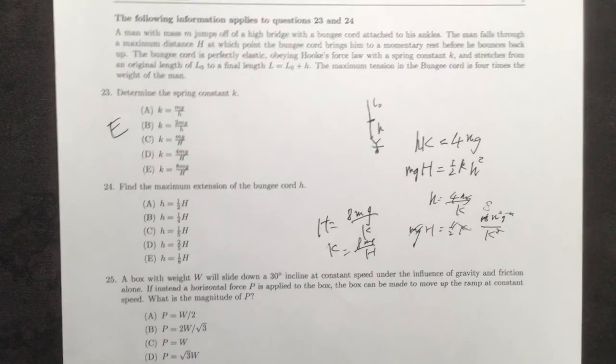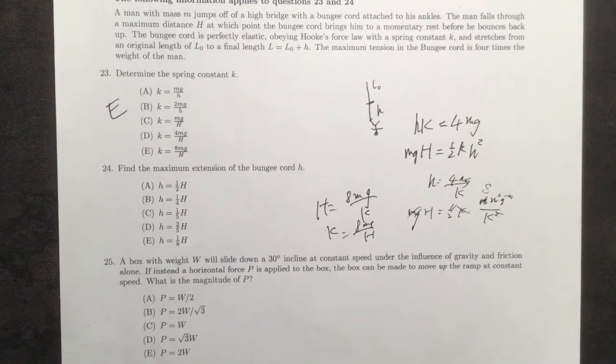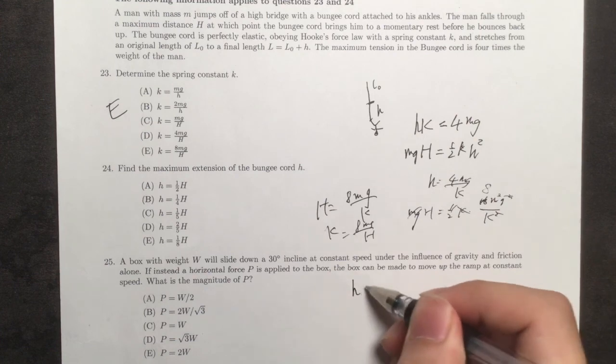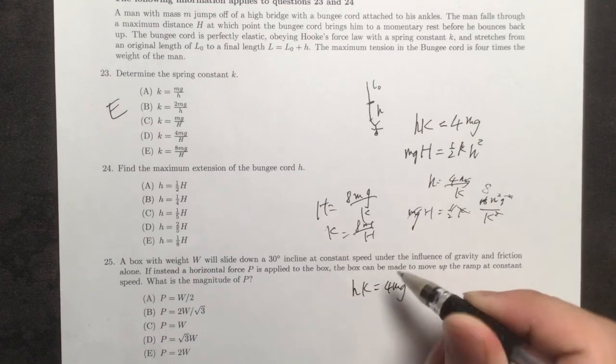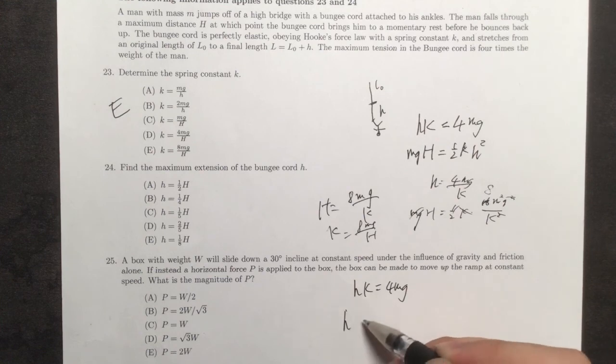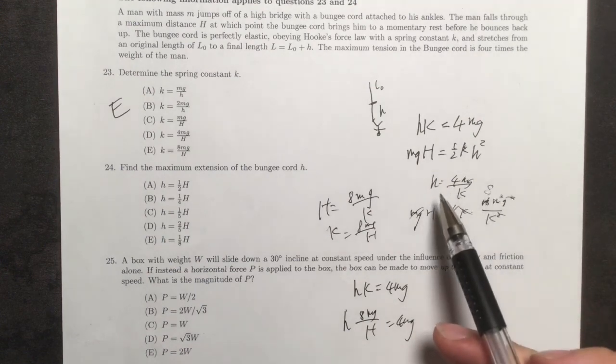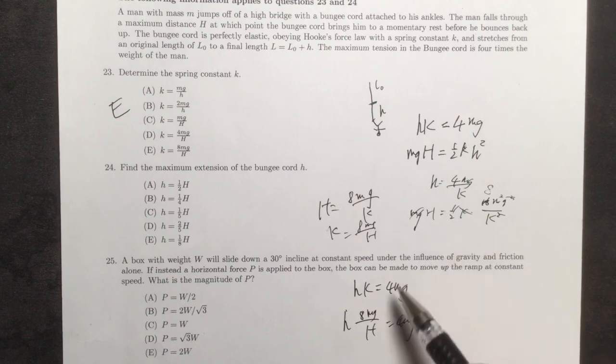Okay, now number 24. For the maximum tension of the bungee cord, since we already know the spring constant, we want to know how much the cord stretches, which is when the tension is 4 times the weight of the man. So little h times k is equal to 4 mg. k, as we know, is equal to 8 times mg over big H, and little h is equal to 4 mg divided by k.